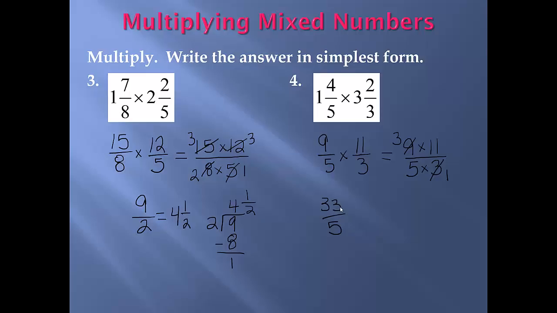Now we need to convert 33/5 into a mixed number, so we're going to divide 33 divided by 5. 5 goes into 33 6 times, and 6 times 5 is 30. When we subtract, we're going to get 3. So we're going to have 6 and 3/5. So 33/5 equals 6 and 3/5.